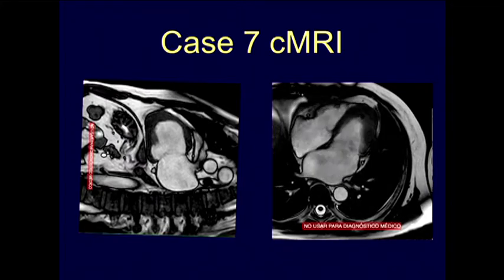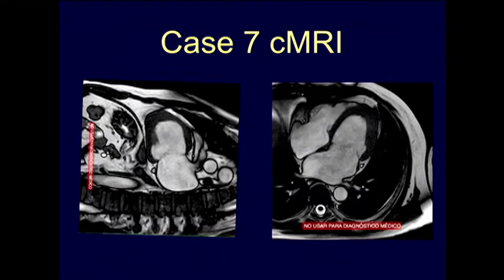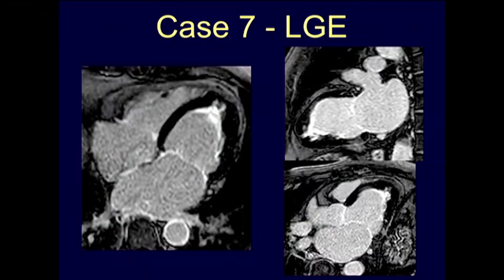No, not compacted. That's not the case because we don't see increased trabeculation of the left ventricle. We simply see more tissue. We use late enhancement, and the patient has endomyocardic fibrosis. This is a typical description.